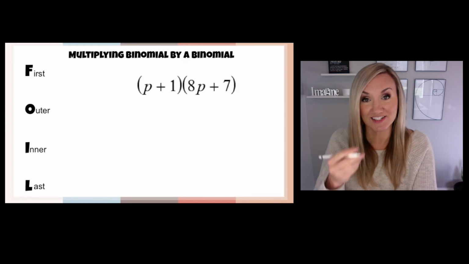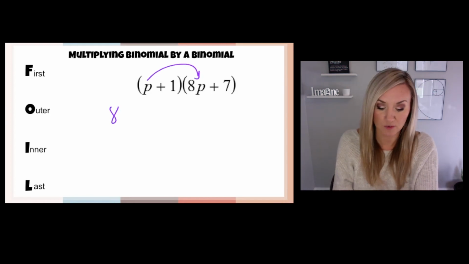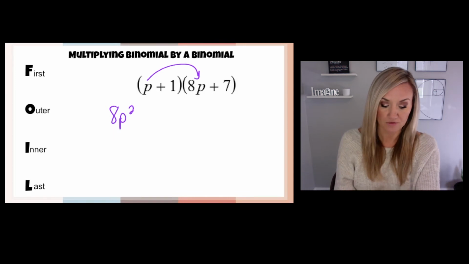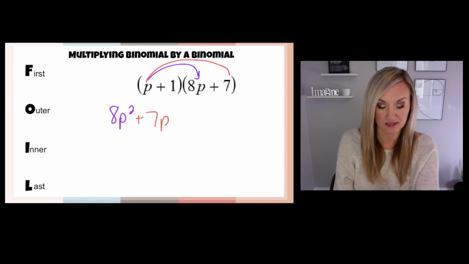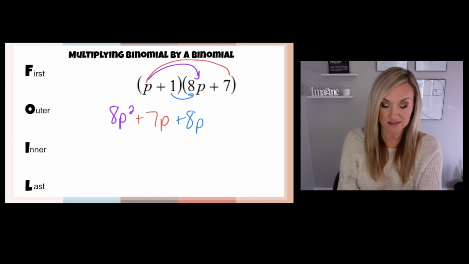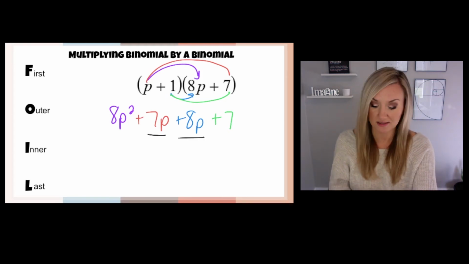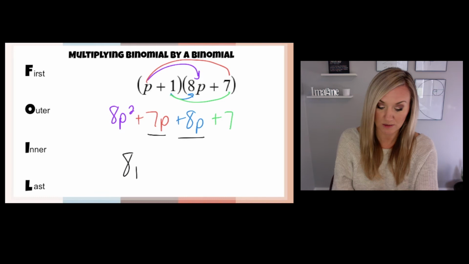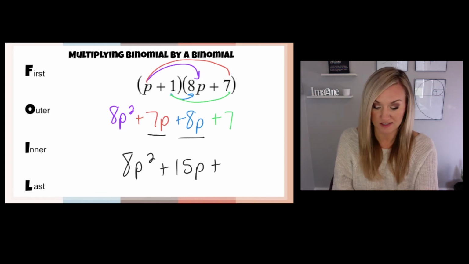All right. Okay, how'd you do? Let's see. So first times first is going to give you an 8p squared. The outers is a p times a 7, so plus 7p. Our inners is a 1 times 8p, so plus 8p. And then the last is 1 times 7, which is a plus 7. And then did you combine your like terms, your 2 p's? And you should have got 8p squared plus 15p plus 7.